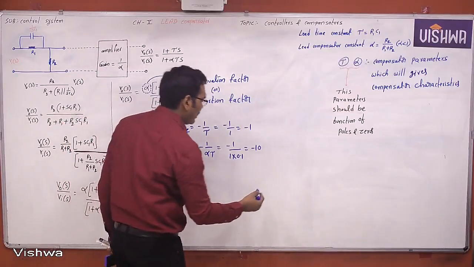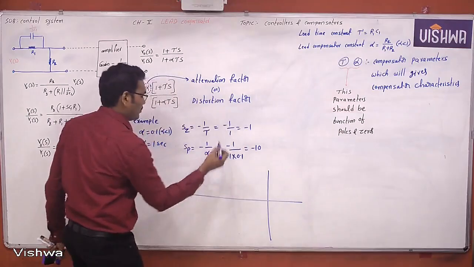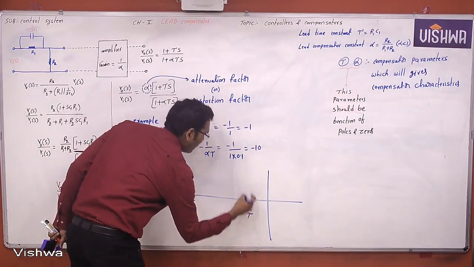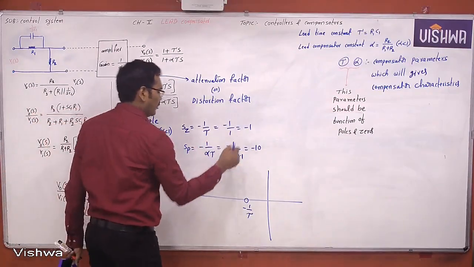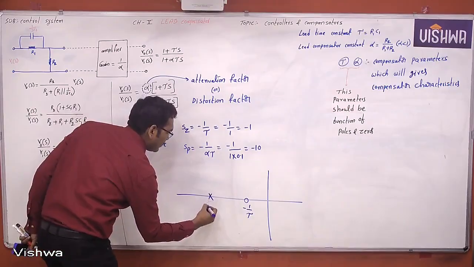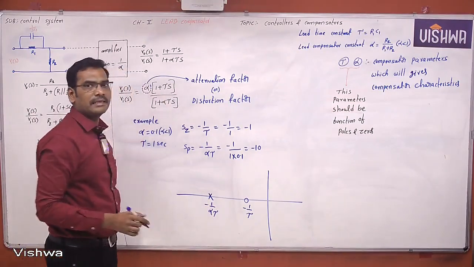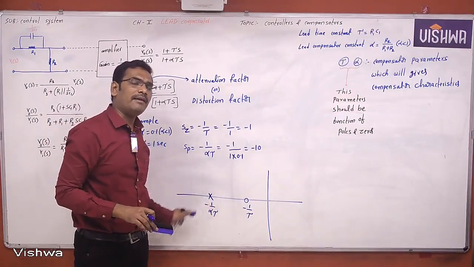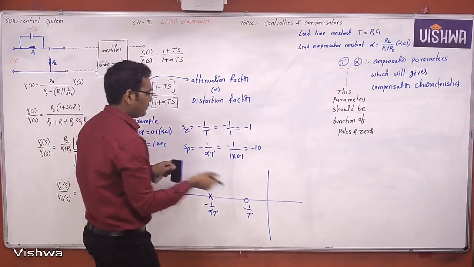What is the pole zero location in the S-plane? Now this is the S-plane. First one is the finite zero, minus 1 by tau. I mark this value for easy identification, easy to locate with the values. Next one is the finite pole, minus 1 by alpha tau. So the lead compensator produces a finite zero and a finite pole in the left hand side of the S-plane. Now this is the lead compensator.